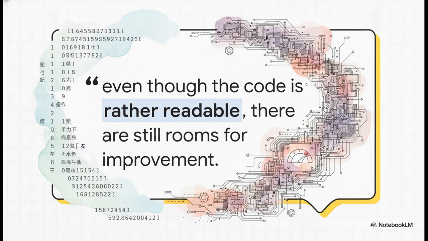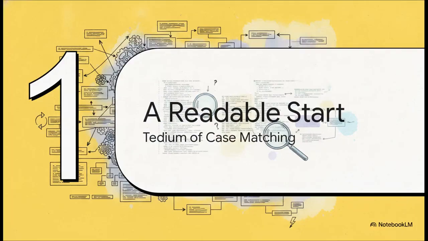Ang writes, even though the code is rather readable, there are still rooms for improvement. This is a fantastic hook, honestly, because it sets up our entire journey today. We're looking at code that maps standard ASCII digits over to their full-width equivalents for this Chinese text conversion. The original code did exactly what it was supposed to do, and pretty much any developer could read it and understand it instantly. But, as you'll see, perfectly readable code isn't always the most efficient code, especially when you're trying to scale an application.